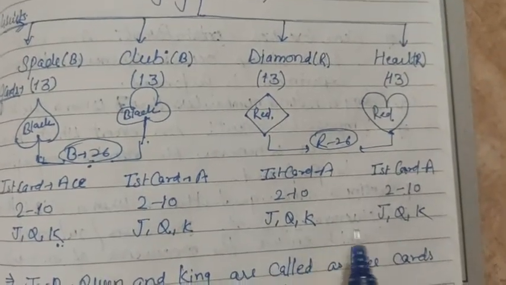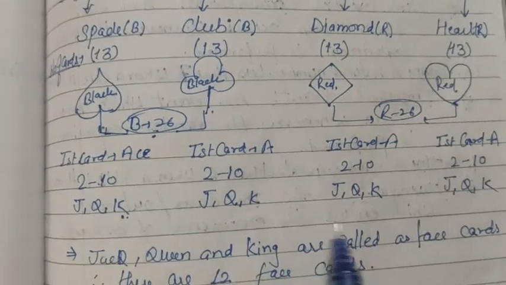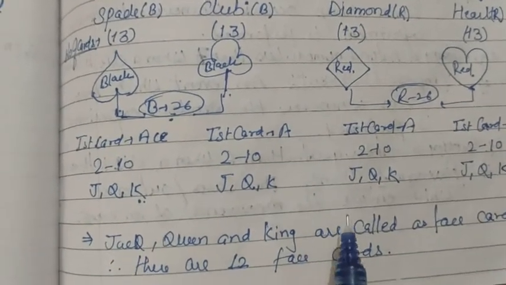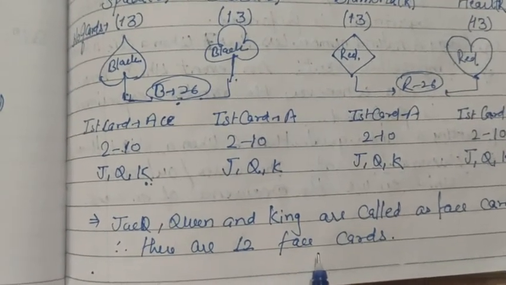Similarly, Jack, Queen and King. So 3 cards in each suit are present. So in total we have 4 suits. So 3 into 4 becomes 12. So there are a total of 12 face cards in this pack of playing cards.